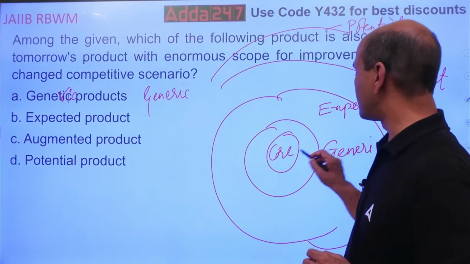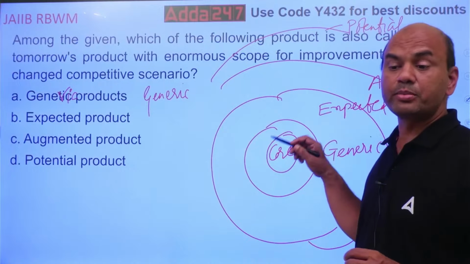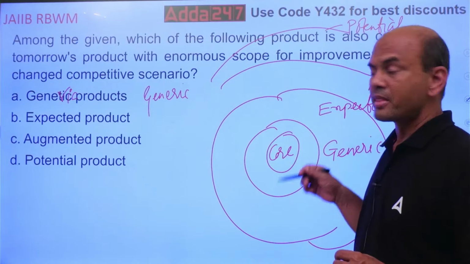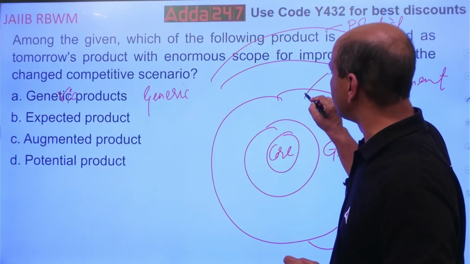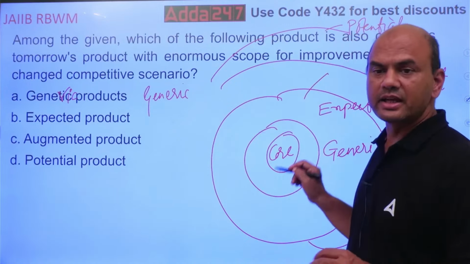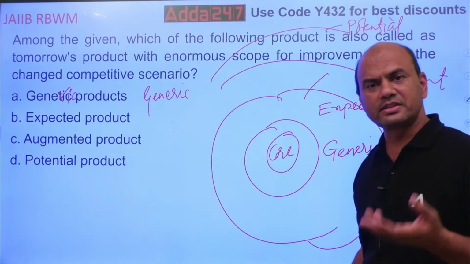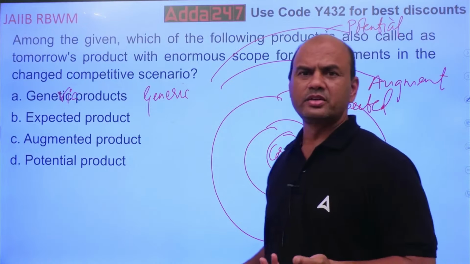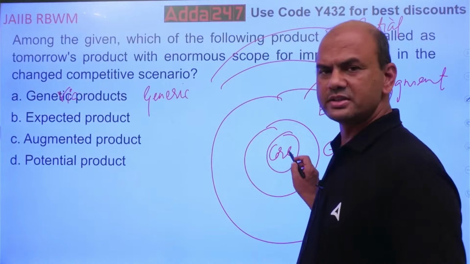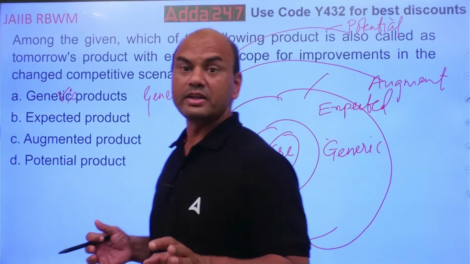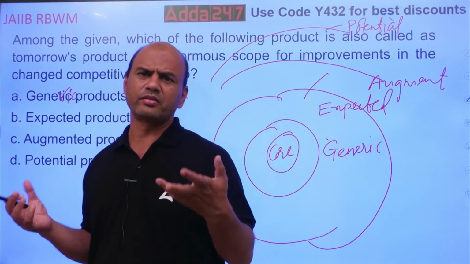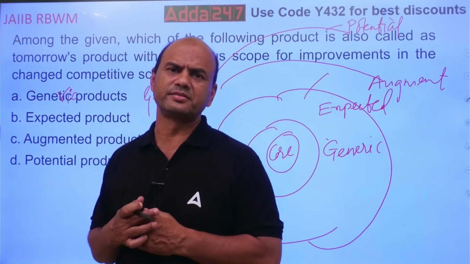So core product, then generic, then expected. What do people expect from it? After the expectation comes augmented product. These expectations are fulfilled. People want this, I'll give this. People want extra in savings account. Your core product is what? Savings account. Generic product is savings account. What is the expected product? Something extra. What extra do you want in savings?